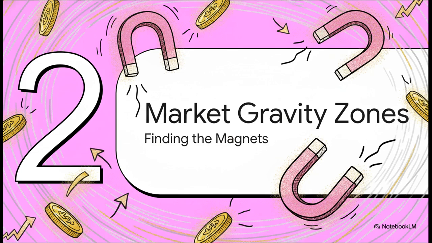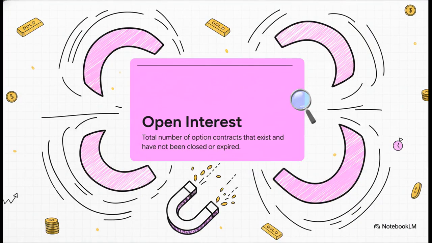Moving right along to Section 2, Unlocking Market Gravity Zones. Now that we've got a handle on what options actually are, let's look at how we track all these market promises to find these hidden gravity zones where the price of gold is either magnetically pulled or violently rejected. The absolute secret to finding these zones is a metric called open interest. Think of open interest as basically a giant promise counter. It ticks up every single time someone makes a promise in the market, and it stays active until that promise is fulfilled or it expires.